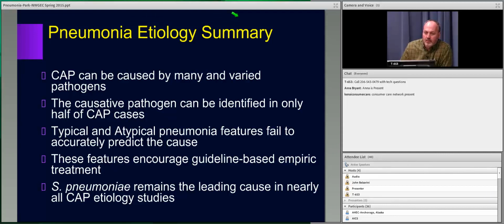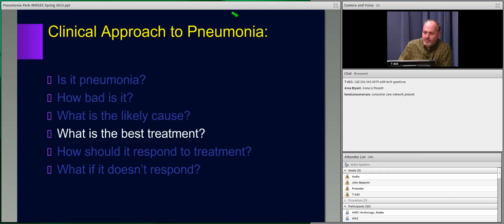Okay, so pneumonia can be caused by many and varied pathogens, but hard as we try, we can only figure it out in about half of cases. And if we don't try very hard at all, we'll never figure it out. So don't rely on the atypical and typical designations because it's not helpful. And because of all the things that I just mentioned, really think about sticking to guideline-specific empiric therapy, remembering that it better cover Strep pneumoniae because it's the number one cause in all these different studies.